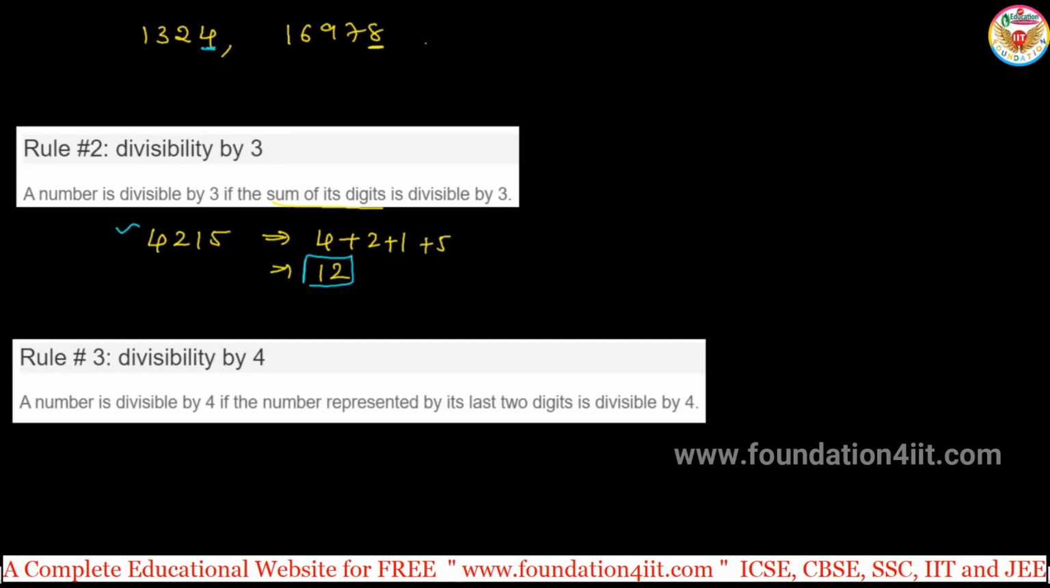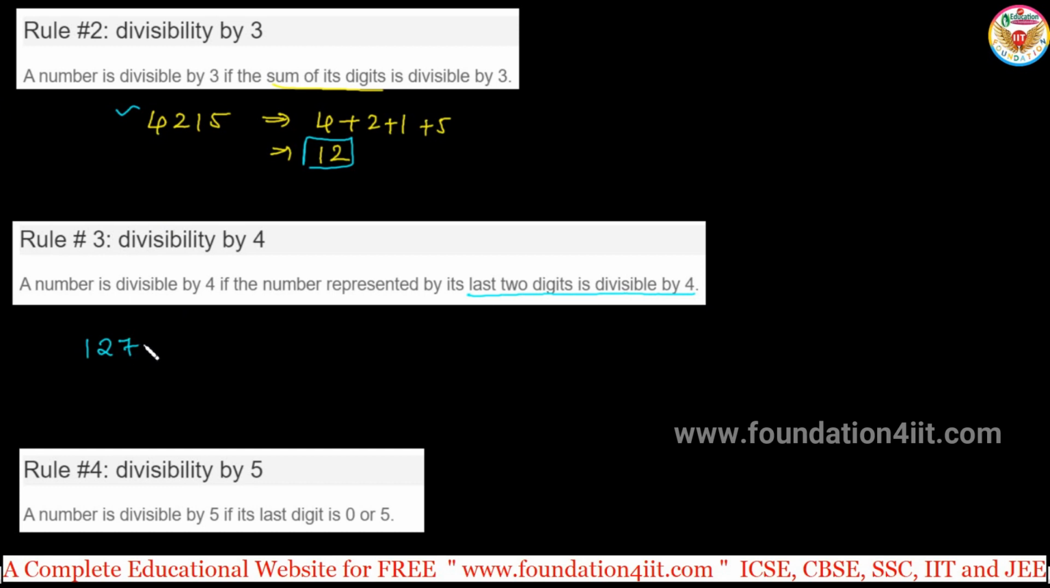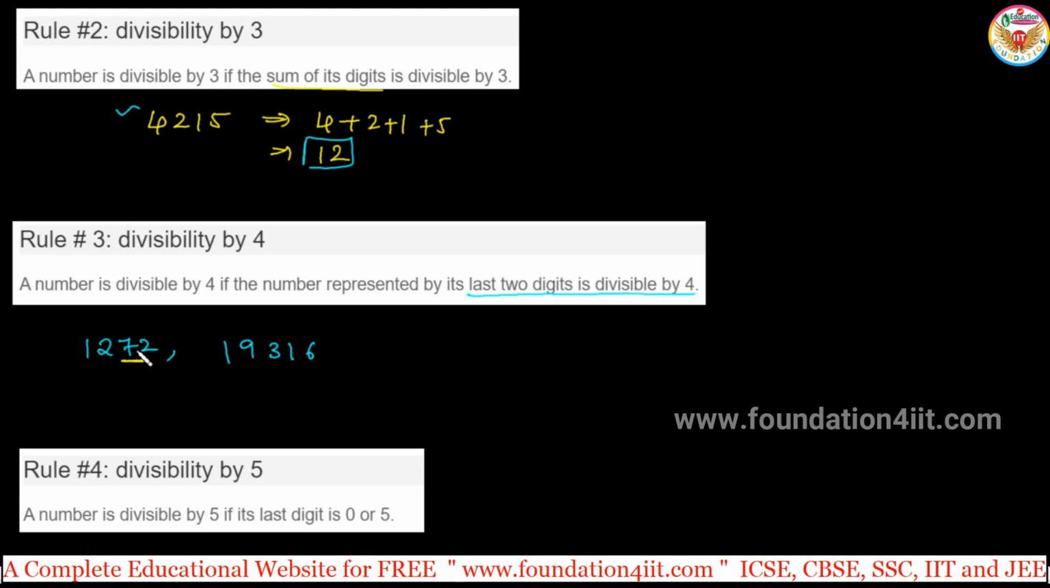Next, divisibility by 4. The rule is that a number is divisible by 4 if the number represented by its last two digits is divisible by 4. Let's take the examples 1272 and 19,316. These are divisible by 4 because 72, the last two digits, is divisible by 4, and 16 is divisible by 4. So 19,316 is also divisible by 4.